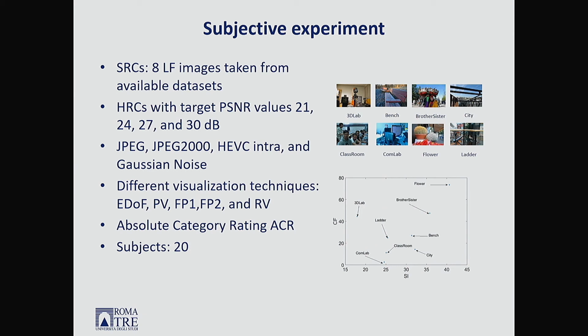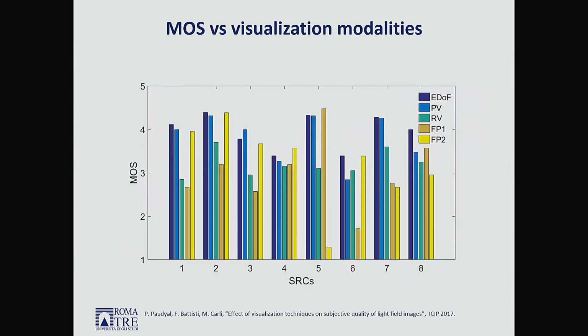We use an ACR assessment method. It means the subjects were just standing still and seeing one image at a time with the different visualizations, and they were rating the quality of what they were seeing on a scale from 1 to 5, so from poor to excellent. And overall, we had 20 subjects as a preliminary study.